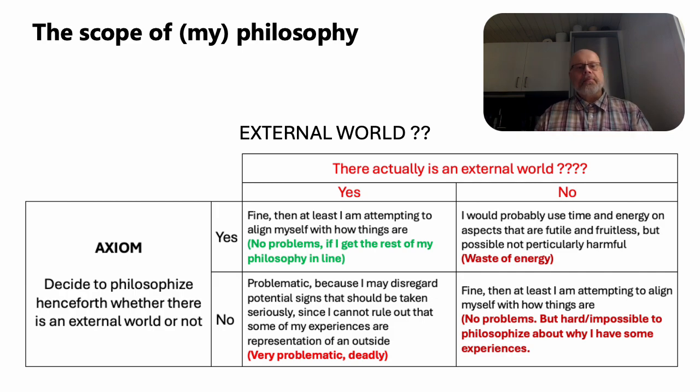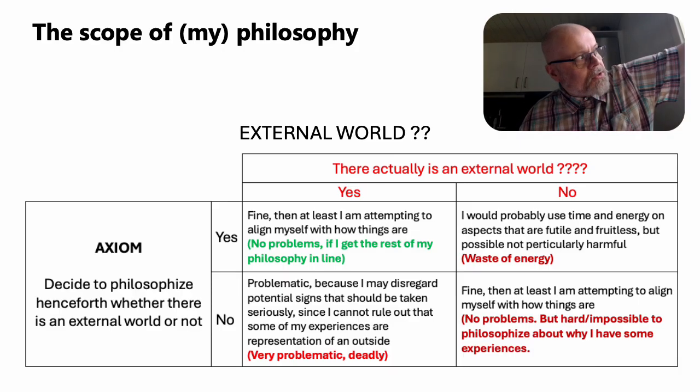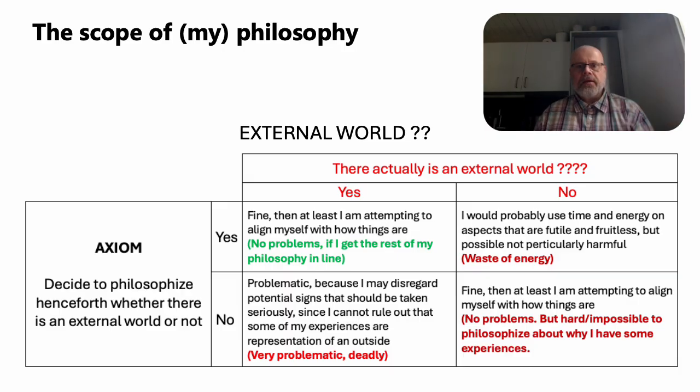Okay, so my axiom is either I choose an axiom that says, yes, I'm going with the idea that there is an external world, or I'm going with the idea that there isn't an external world, right? So I just have to close my window here. So I make this matrix.